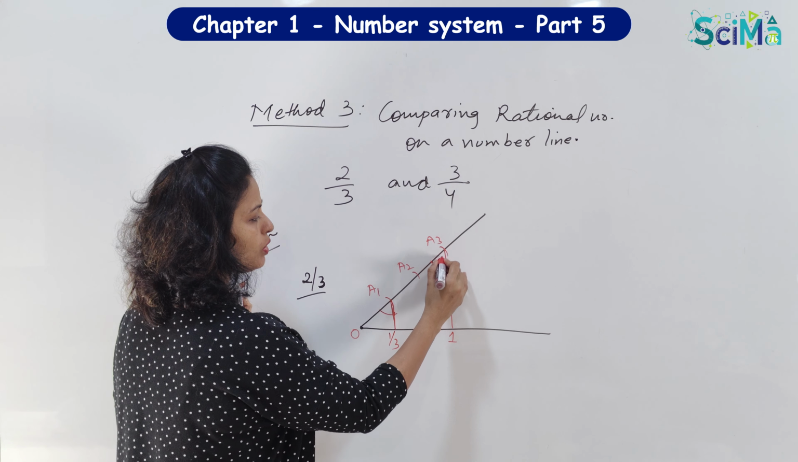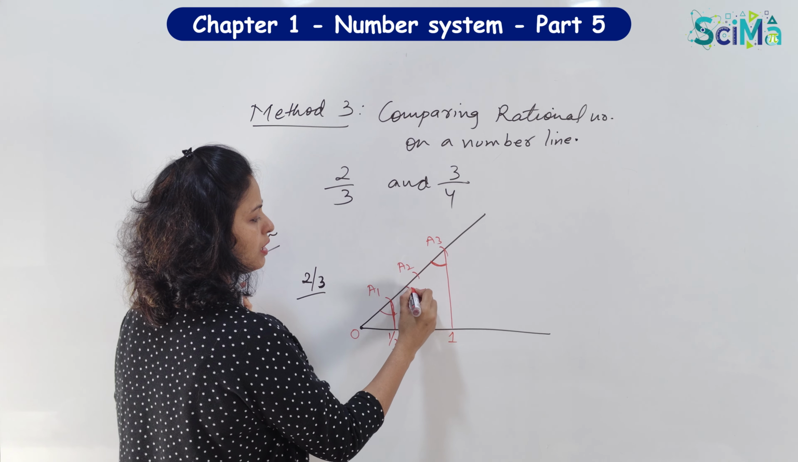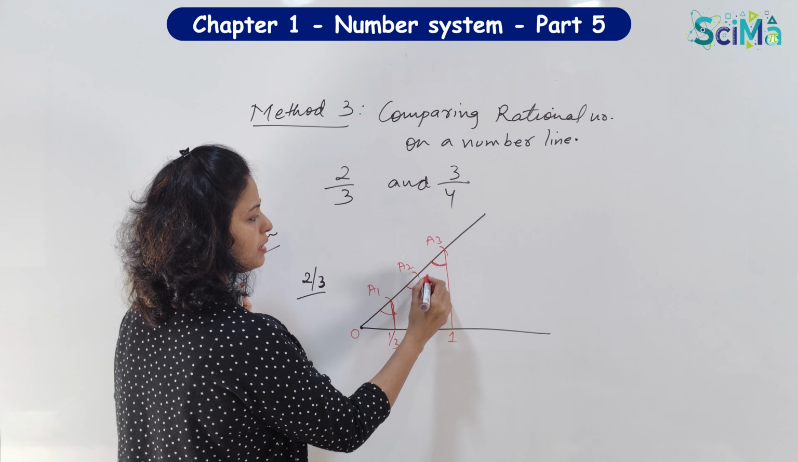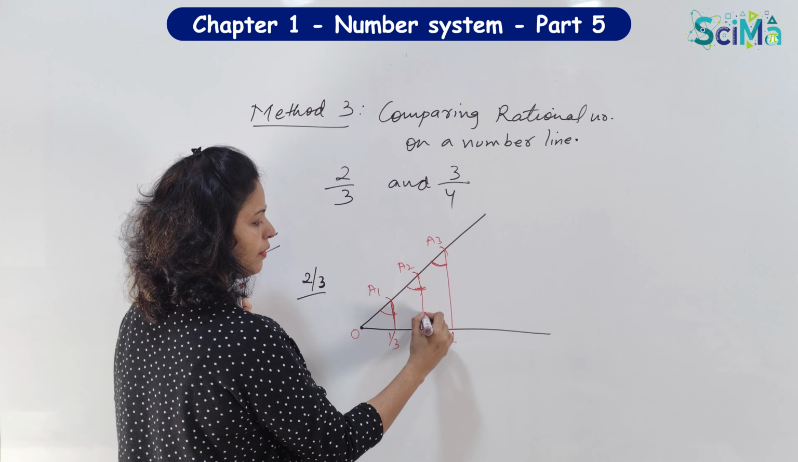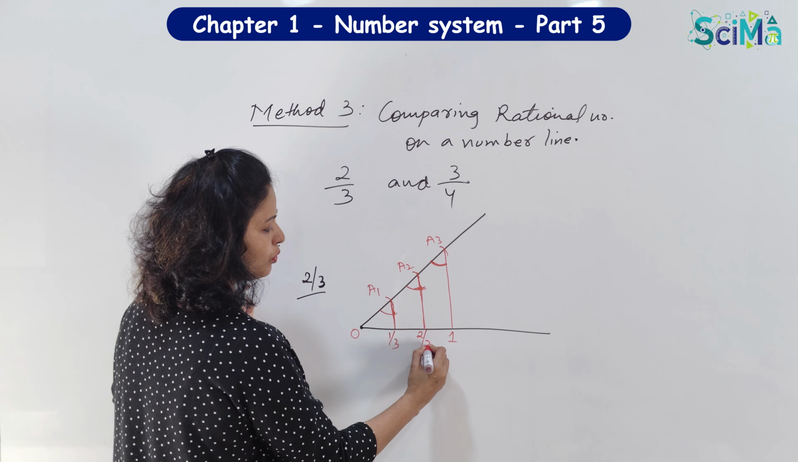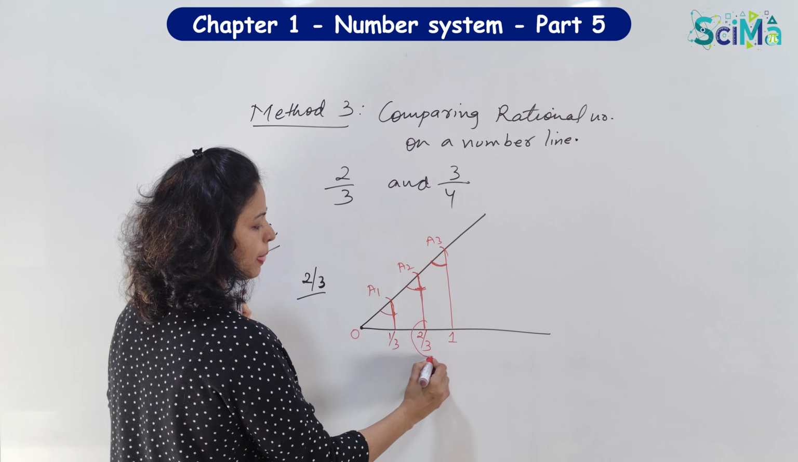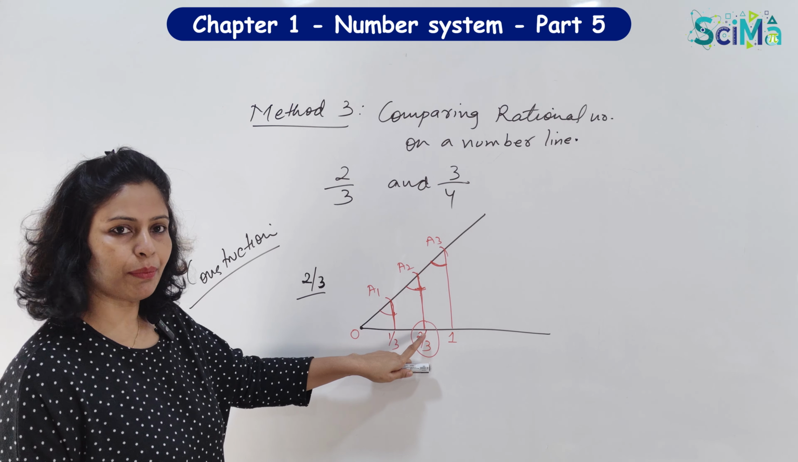Similarly, if you follow the same method here also, take the same measurement of this arc with the compass, and the same measure you cut here. You will see you can join this on the line. So this becomes 2 by 3. Here is my 2 by 3, the rational number 2 by 3 on this number line.